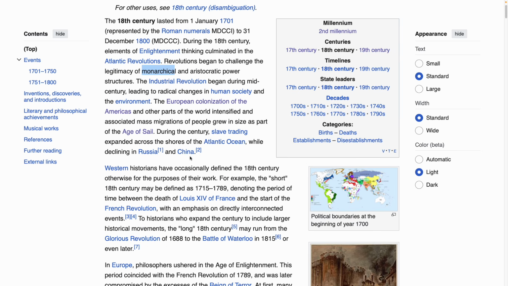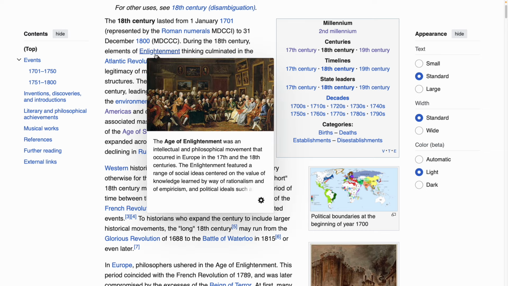Okay, so a lot to unpack in that first paragraph. We have, during the 18th century, elements of the Enlightenment thinking. Let's open that in a new reading list. So the Enlightenment, or the Age of Enlightenment, was an intellectual and philosophical movement that occurred in Europe in the 17th and 18th century, so the 1600s and the 1700s.